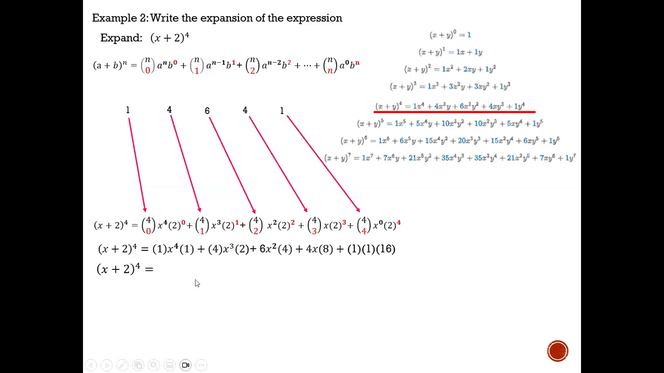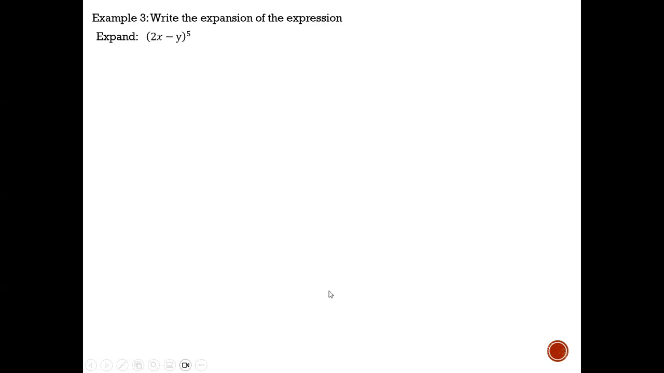Putting it all together, multiplying to get each of your terms, we have 1x to the 4th, 4 and 2 is 8, so 8x cubed. 6 and 4 is 24, so 24x squared. 4 and 8 is 32, 32x, and multiplying 1 and 1 and 16 is 16. So that would be the expansion for x plus 2 to the 4th power. Here's another one.